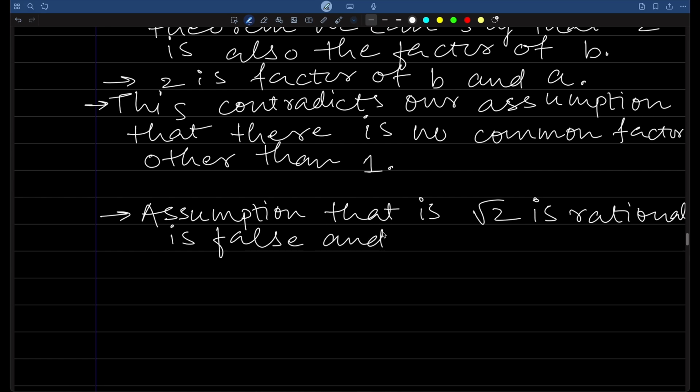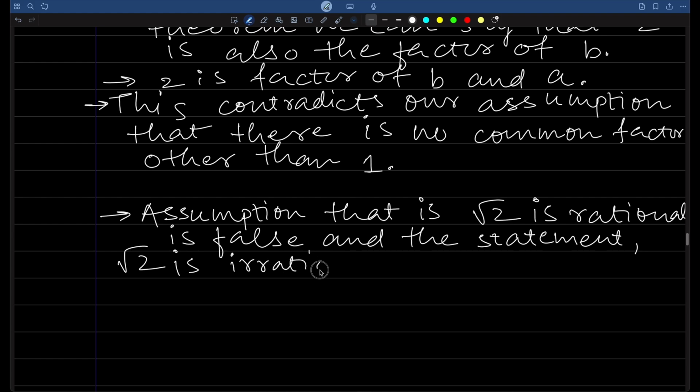and the statement, that is root 2 is irrational, is true.